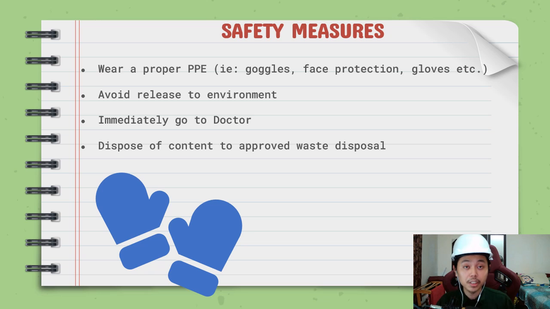For safety measures, wear proper PPE when handling adipic acid, such as goggles, fire-resistant clothes, and gloves. Avoid releasing adipic acid to the environment, as the product is so highly corrosive that it can damage the flora and fauna. Immediately seek medical treatment if people are exposed too much to the acid. For waste management, dispose of the content at the right place of waste disposal.